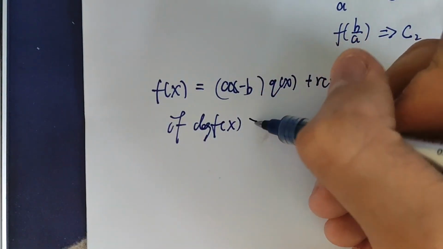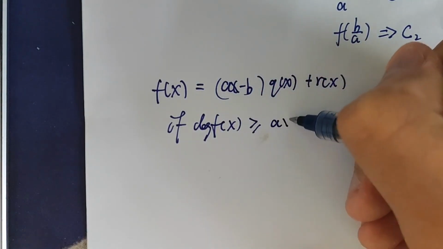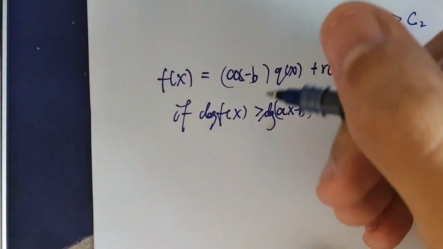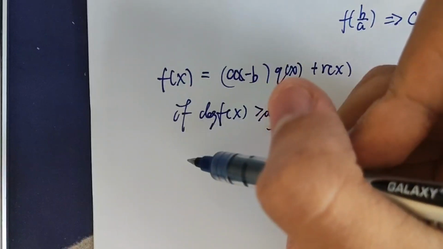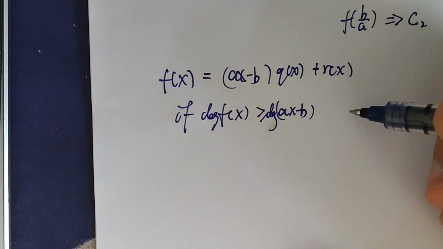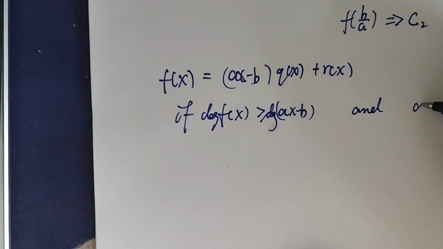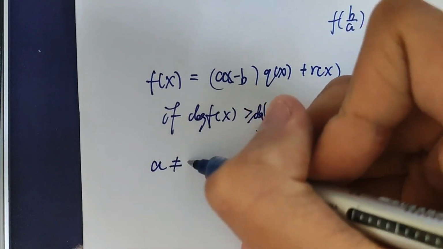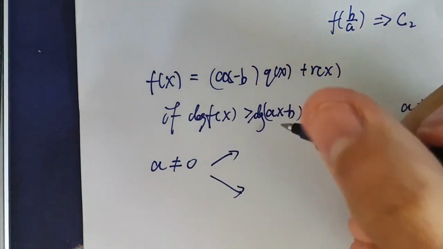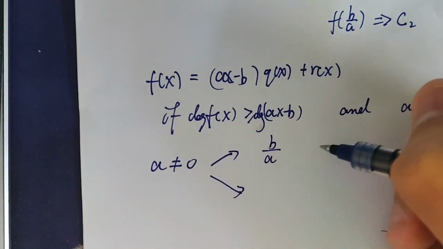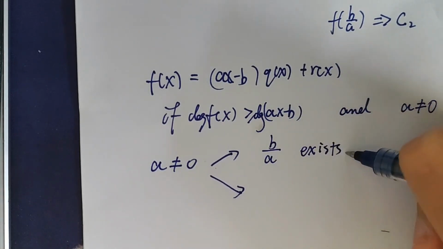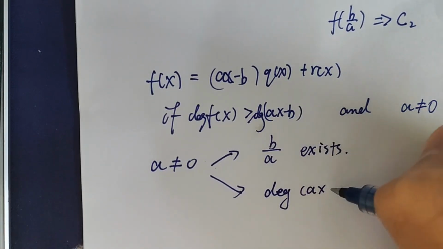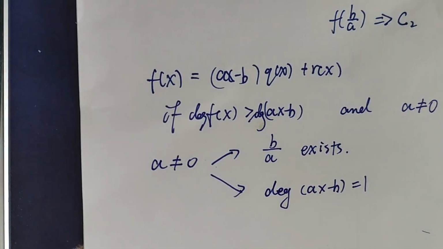And this works when the degree of f(x) is bigger than or equal to 1, which is the degree of ax minus b. Otherwise, it's not working. And a must be non-zero. A being non-zero guarantees two things. Firstly, b over a must exist. Secondly, the degree of ax minus b is 1, not 0.